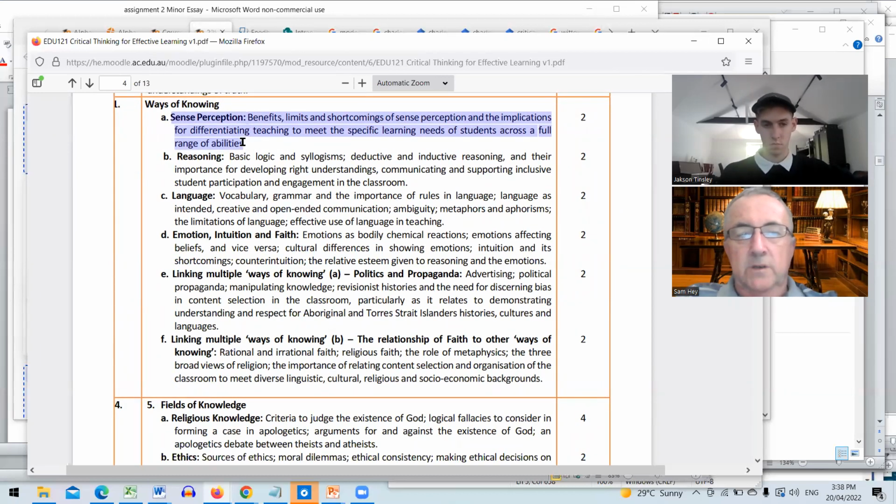So how important is ways of knowing in teacher education? It's certainly important in that this is one of the major ways in which students learn, through sense experience. And the more senses you can involve, the better. So you do a little bit of search on that.